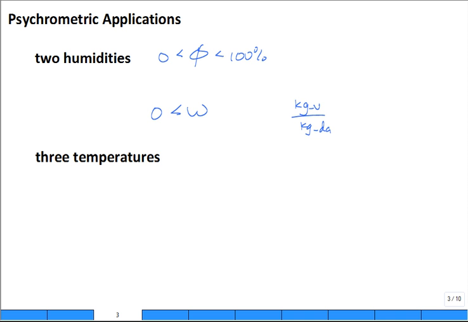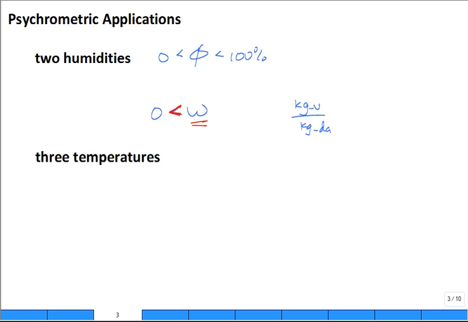Sometimes they'll have different names for humidity ratio. So in older literature, you may have to be careful, but I don't want to introduce too many names for the same term. So in this class, humidity ratio, omega.